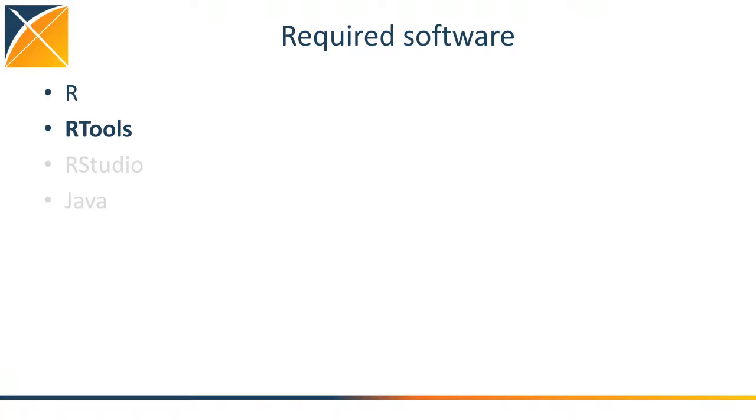After we've finished installing R, we need to install RTools. RTools is a set of tools that is required to compile packages that aren't already compiled. Since most of the OHDSI packages aren't precompiled, you will need it.